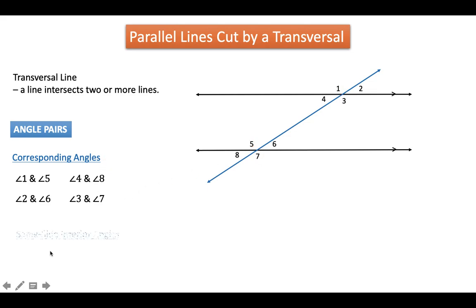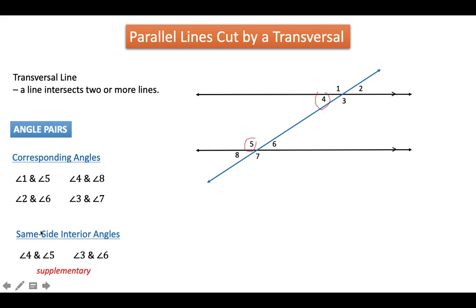The other angle pairs are what we call the same side interior angles. So same side, that's angle 4 and angle 5. Notice that angle 4 and angle 5 are on the same side. They are on the left side of this transversal line, and they are located inside these parallel lines. That's why it's called same side interior angles. The other same side interior angles are angle 3 and angle 6. And these same side interior angles are said to be supplementary.